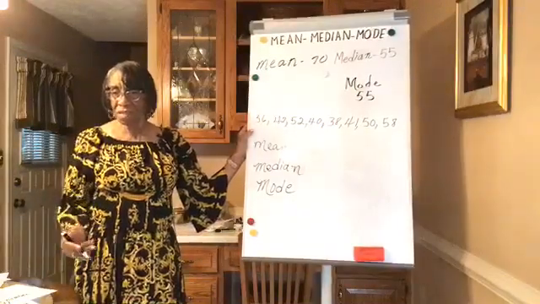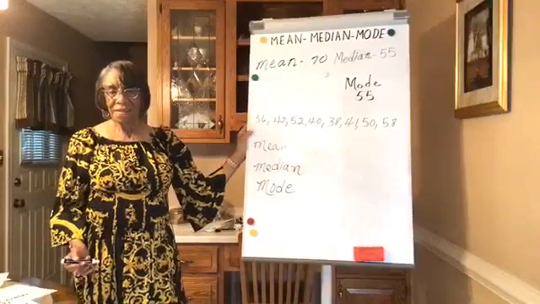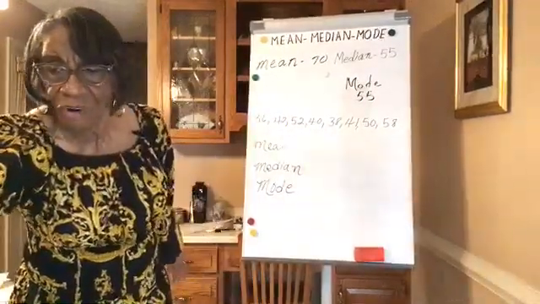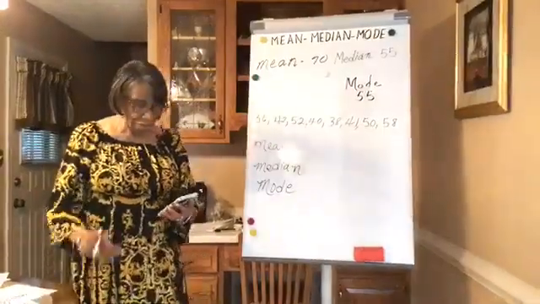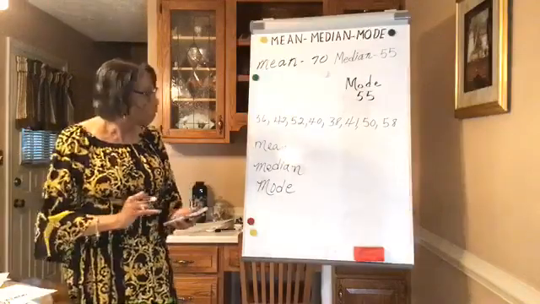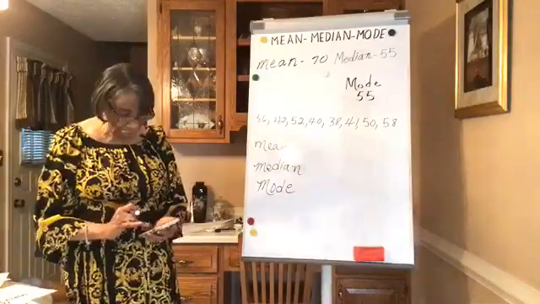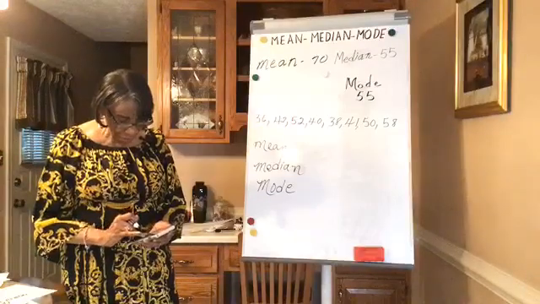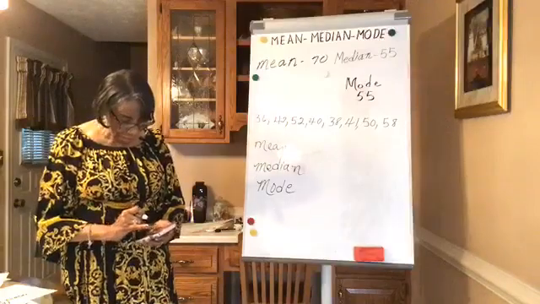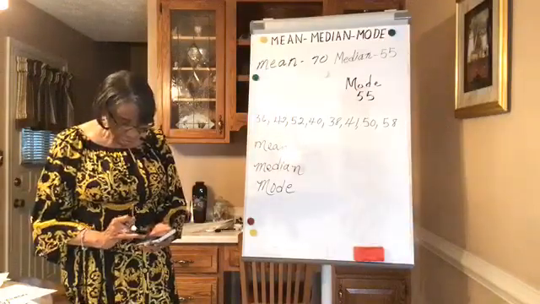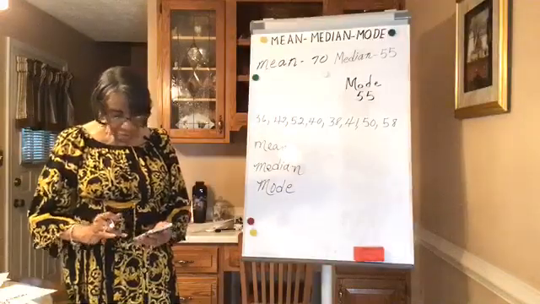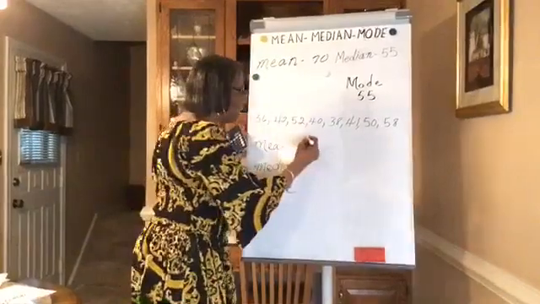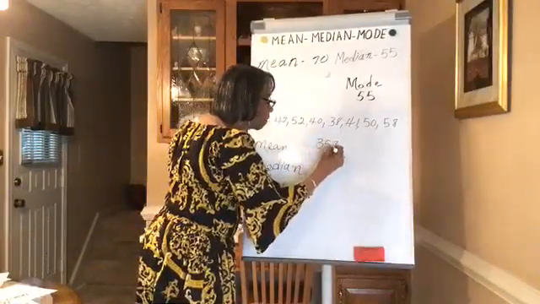Okay, find the sum. 36, 42, 52, 40, 38, 41, 50, and 58. All right, and if you did it correctly and I did it correctly, you got 357. All right, now finish it.